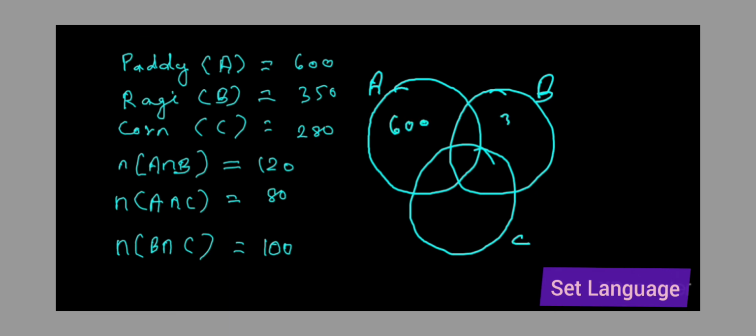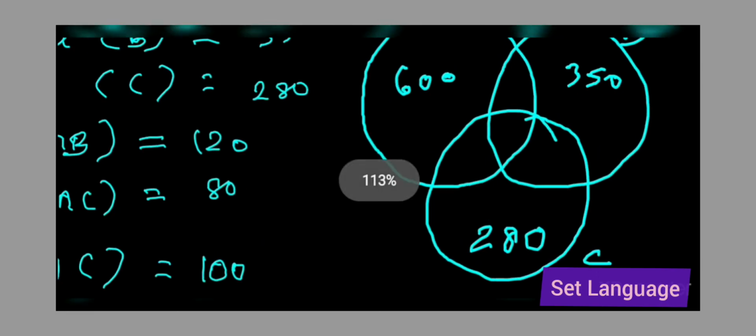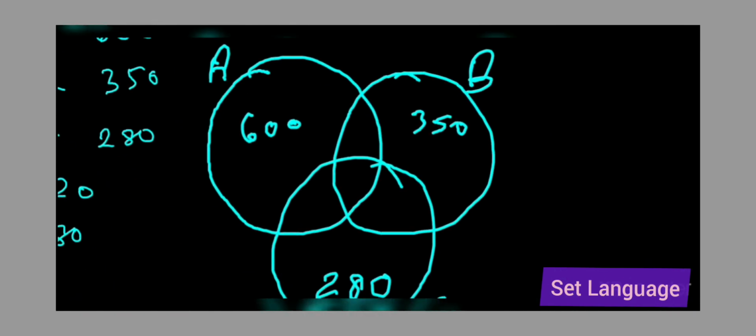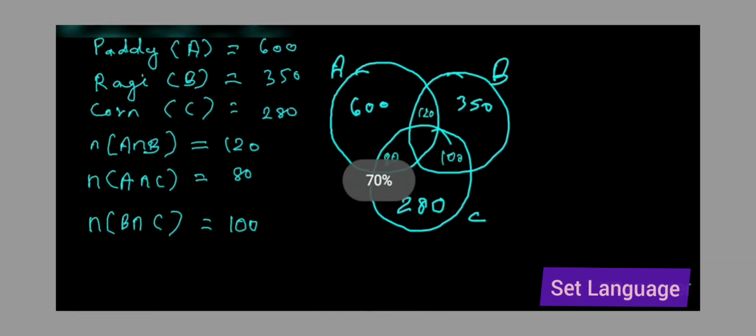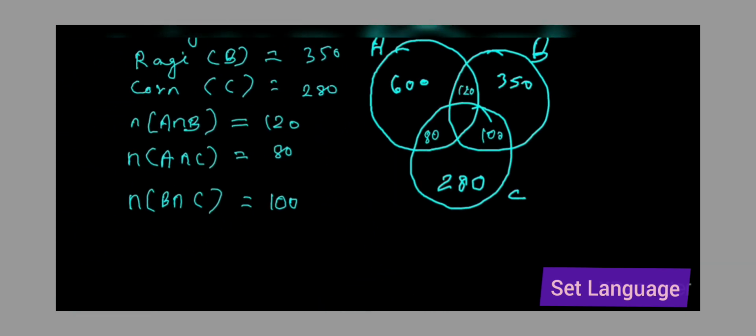As we have three crops, we have to draw three set diagrams, that is A, B, C. So 600, 350 and 280 represent paddy, ragi and corn, and for the farmers who grew both crops, the intersecting elements we have to write inside. Then we have to find the farmers who grew all three crops. We don't know the value for that.